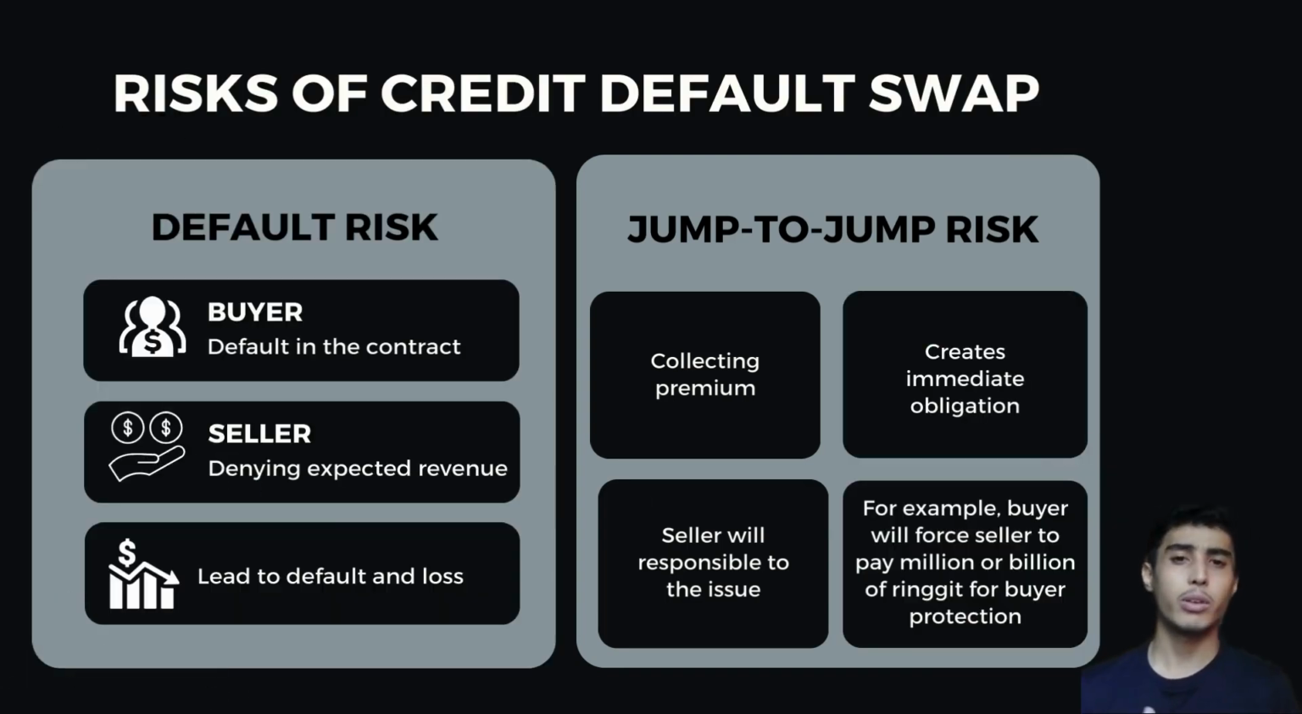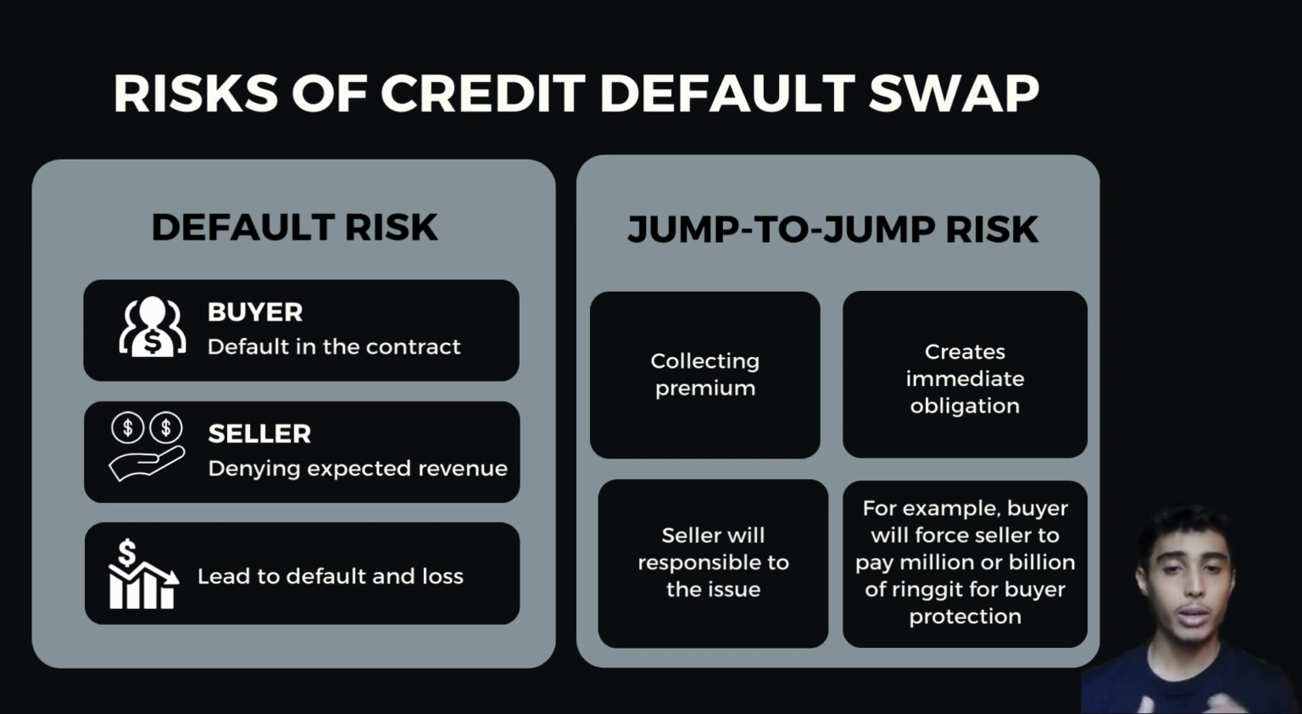So one of the risks of a credit default swap is that the buyer may default on the contract, thereby denying the seller the expected revenue. So it means the seller transfers the CDS to another party as a form of protection against risk, but it may lead to default and loss, whereby the original buyer drops out of the agreement. The seller may be forced to sell a new CDS to a third party to recoup the initial investment. So in this case, this may lead to a loss.